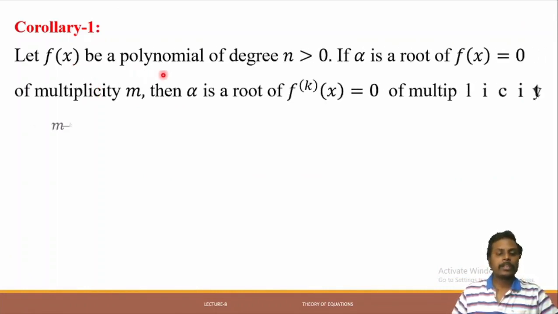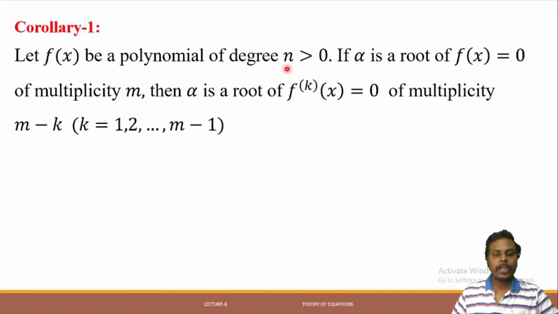Let f of x be a polynomial of degree n greater than 0. If alpha is a root of f of x equal to 0 of multiplicity m, then alpha is a root of the kth derivative of f of x equal to 0 of multiplicity m minus k, where k is equal to 1, 2, 3 and so on up to m minus 1. Let us see how we go about the proof of it.